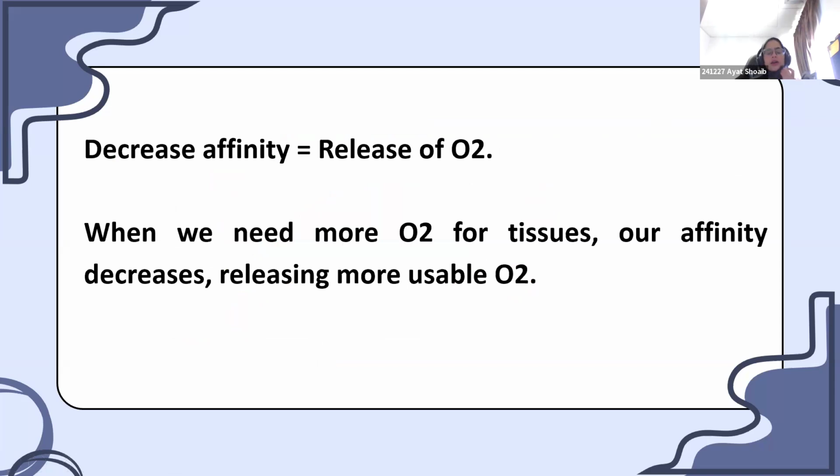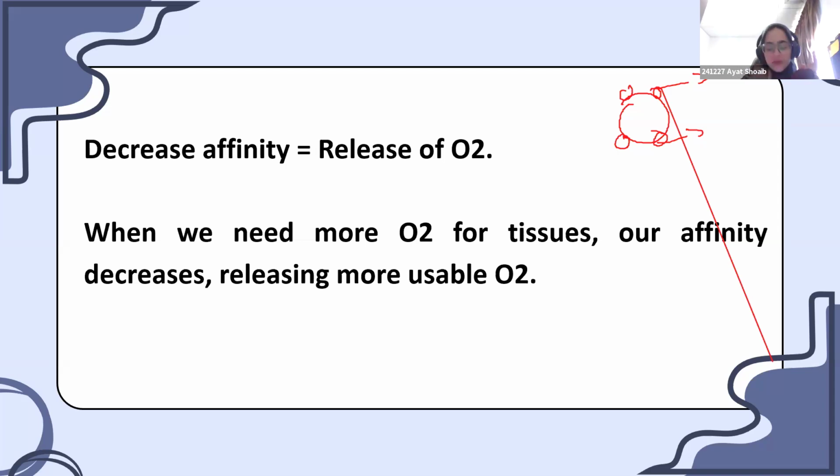Okay, so decreased affinity is release of O2. You need to remember this. This is one of the main concepts here. If you have hemoglobin and you have oxygen bound to it, and the hemoglobin starts hating the oxygen, it's going to decrease affinity, right? It's going to be like, oh, I don't like this very much anymore. So it's just going to throw it out. It's going to be like, get out of my face, leave. It's going to release O2.